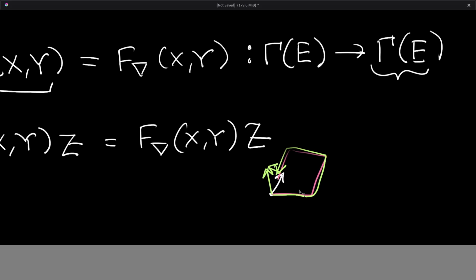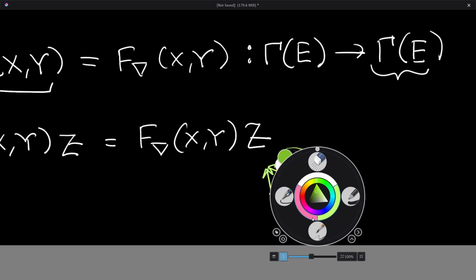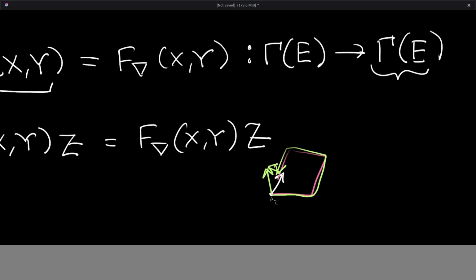The second is the direction of the parallelogram. So the parallelogram has 2 axes. One of them is this axis right here, and let me highlight that in a different color. One of them is this axis right here, and the other one is this axis. So that gives you 2 more directions. So you have 2 more degrees of freedom of which directions on the manifold you want the parallelogram to be pointing in.